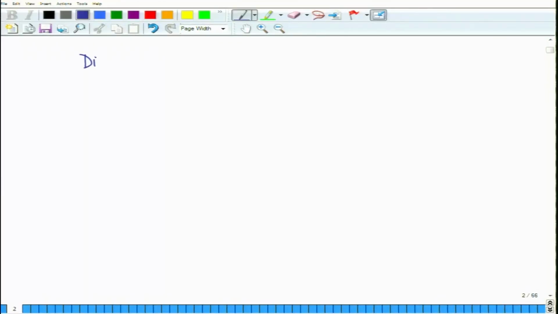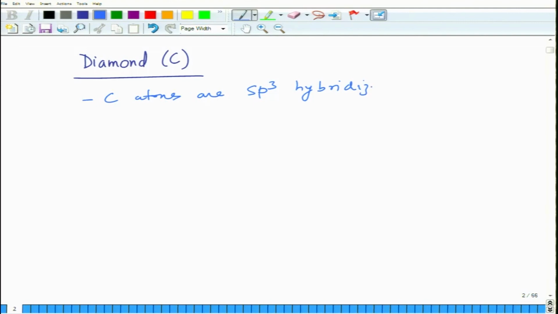Second form of carbon that we are going to talk about is diamond, which is again a form of carbon. So, in this case, carbon atoms are sp3 hybridized and very strong directional, because the angle has to be maintained. The covalent bond can only form at certain angle and certain direction. That is why there is very strong directionality with the covalent bond.